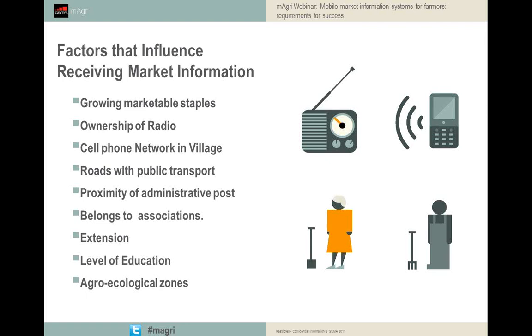So on this slide, from this study, we identified the major factors that influence receiving market information to be growing staple crops, whether households own the radio, whether there was a presence of a cell phone network in the village, access to a road with public transport, belonging to farmer associations, access to extension services, the level of education of the households, and also the agroecological zone in which a household lived.